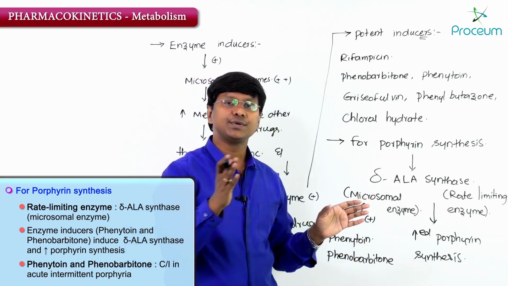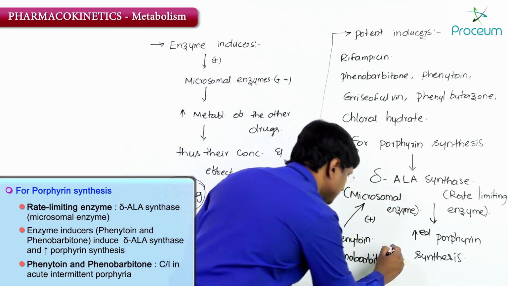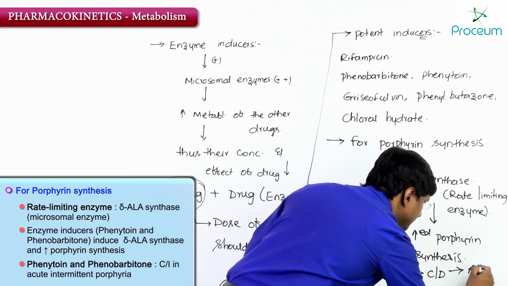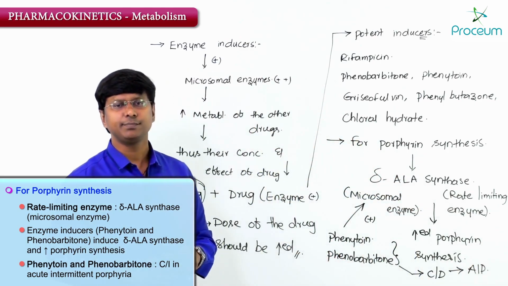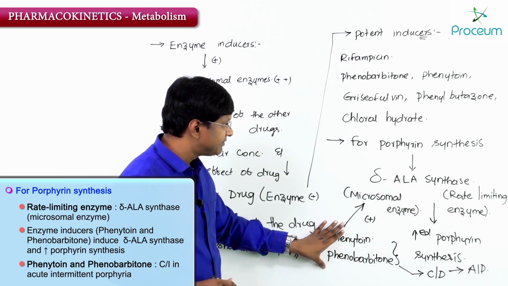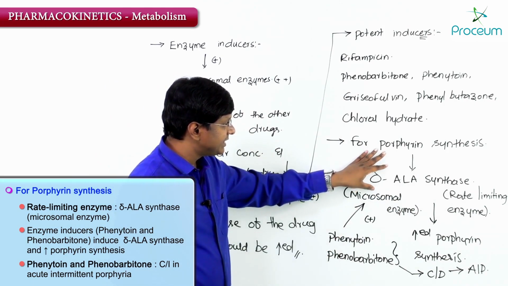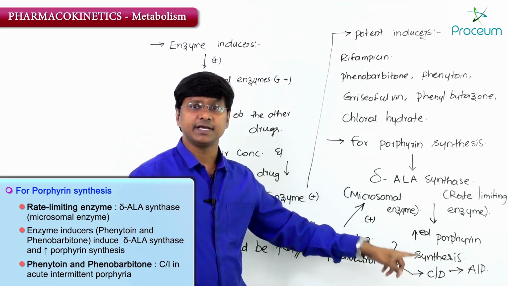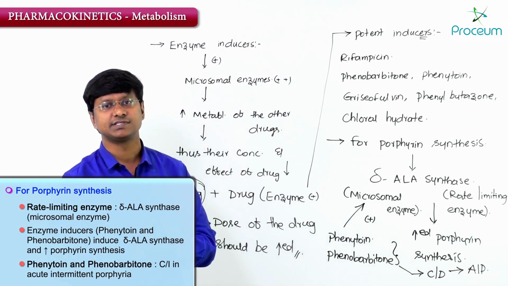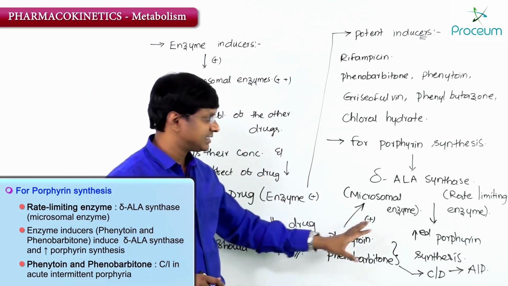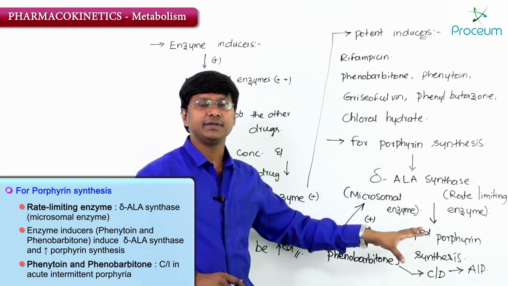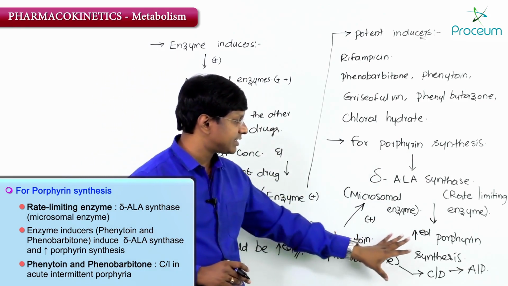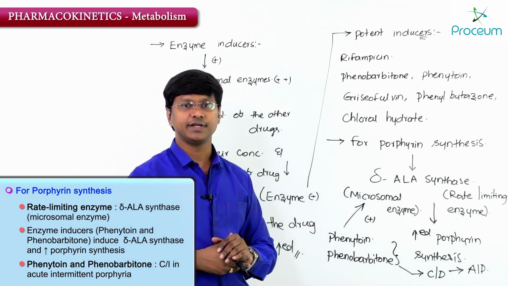Thus these drugs, phenytoin and phenobarbital, are contraindicated in case of acute intermittent porphyria. Why? Because whenever you give these drugs, the activity of this enzyme is increased and the porphyrin synthesis increases. Acute intermittent porphyria is already a disorder associated with porphyrin synthesis, and when you give these drugs, they will further increase the porphyrin synthesis and the individual will have increased abnormality associated with the porphyrins. That is the reason why these drugs are contraindicated in patients with acute intermittent porphyria.